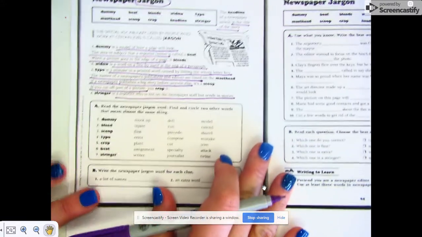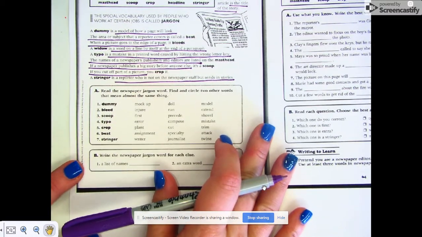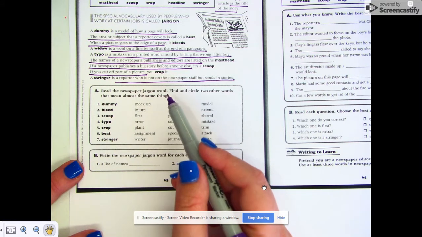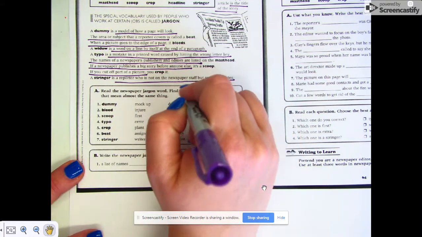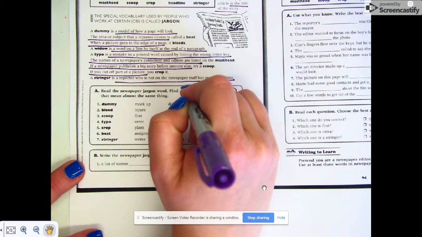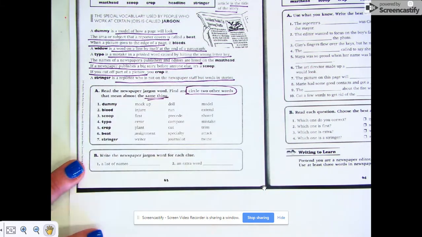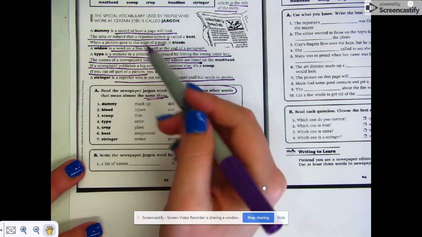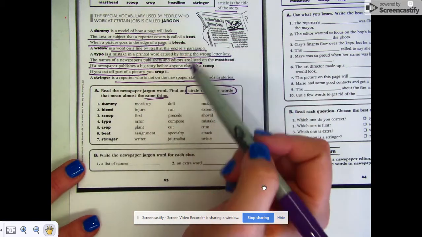All right. So for your homework for tonight, you are going to be looking at 7 of these words: dummy, bleed, scoop, typo, crop, beat, and stringer. And your directions say to find and circle 2 other words that almost mean the same thing. Okay? Almost mean the same thing. So, we're not talking about the different meanings of dummy. We're still looking at dummy being a model of how a page will look.